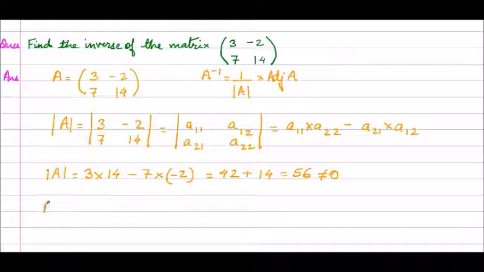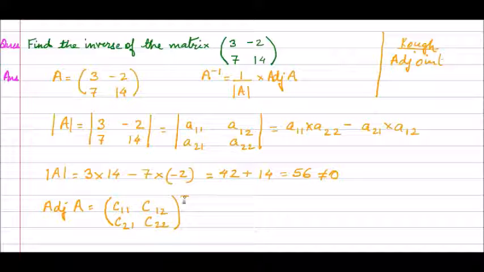Now what is adjoint A? Adjoint. Let me write the full word. This is the rough work. It is adjoint, A-D-J-O-I-N-T. Okay. So I know that you all know, but still, just for a revision, adjoint A is equal to the transpose of this particular matrix: C11, C12, C21 and C22. Transpose of this particular matrix.